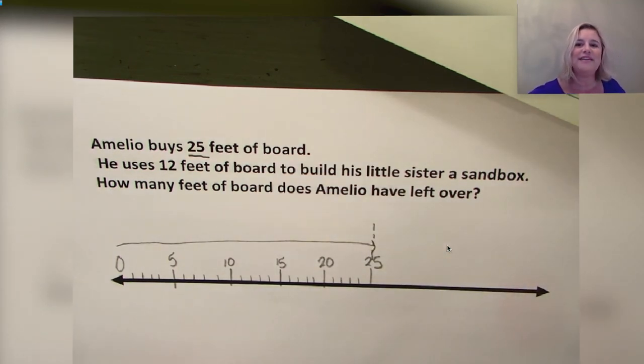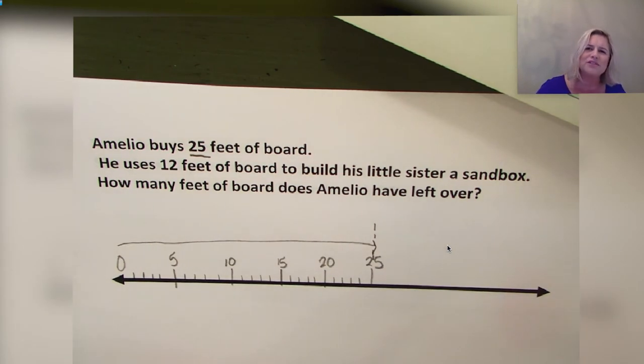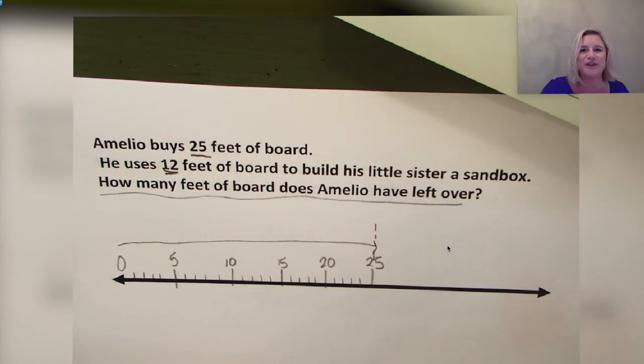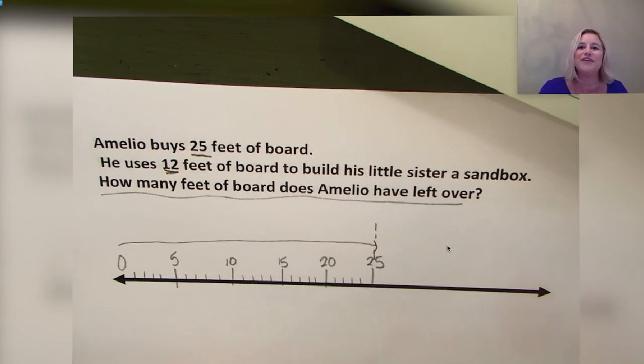Now, how many feet of board did Emilio use to build a sandbox for his little sister? That's right. He used 12 feet of board to build his little sister a sandbox. And we're trying to find out how many feet of board he has left over. Now, what do I need to do next? Very good. I need to draw our second line above the number line to represent the 12 feet of board that Emilio used. Which direction will this line point?